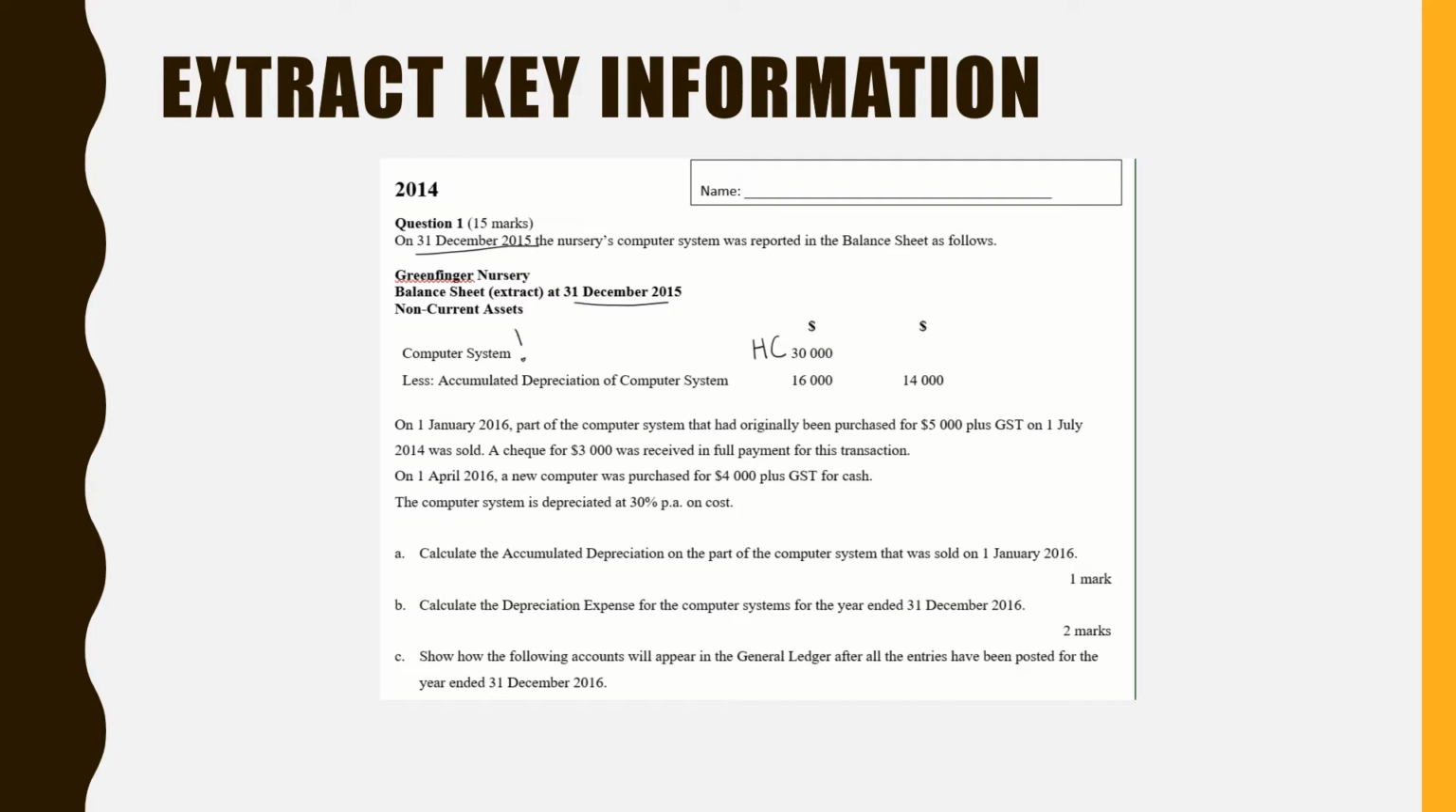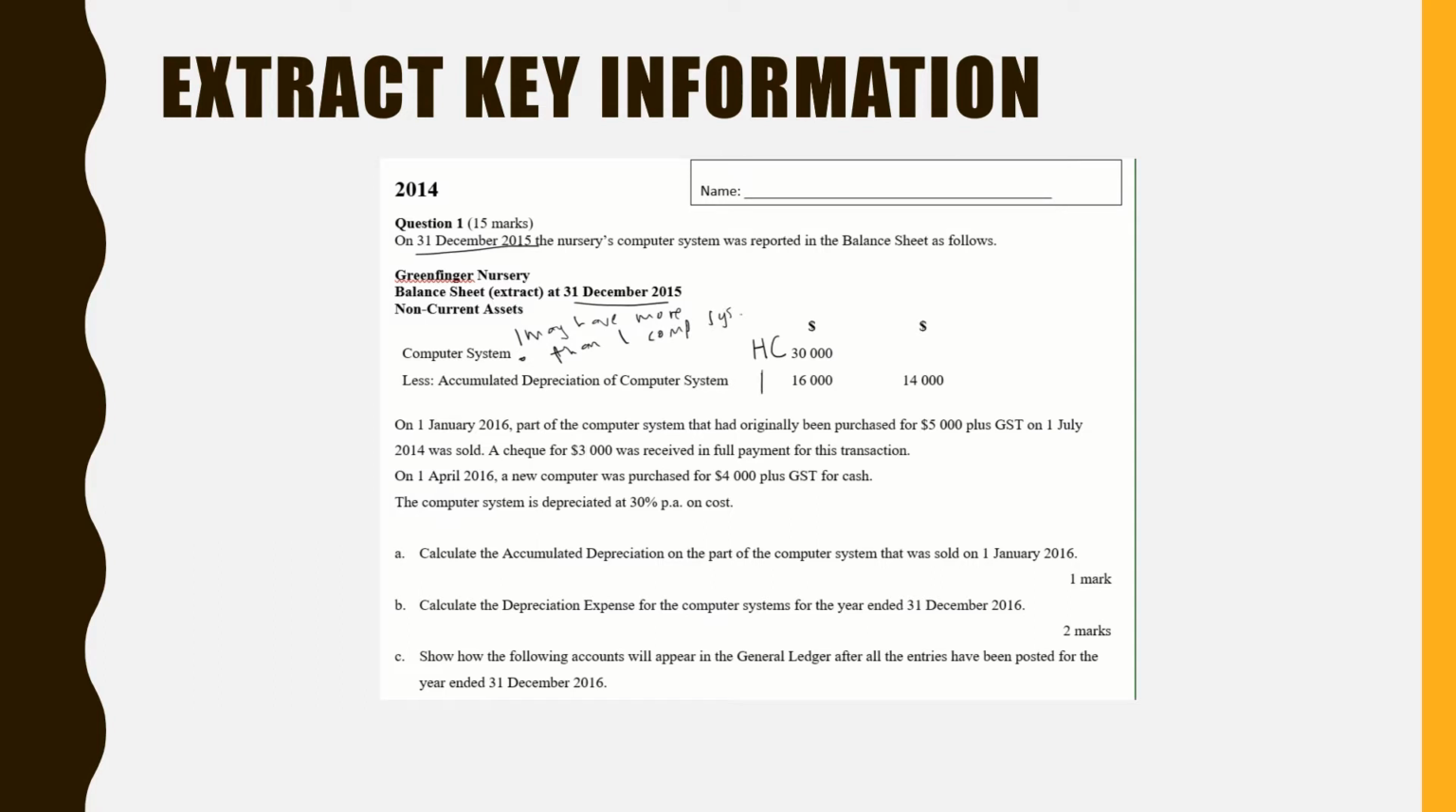Now, it is very important to note that within this 30,000 here, it does not necessarily mean that we only have one computer system. It may mean that we have multiple computer systems within this figure. Okay, so I'm just going to note that for us, may have more than one computer system. Now be very, very careful with that.